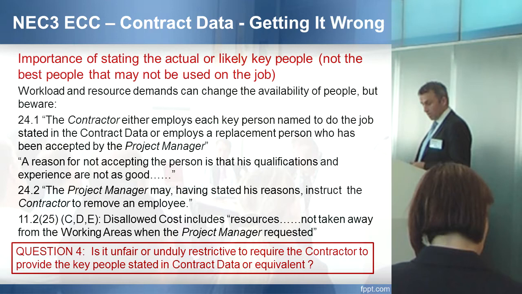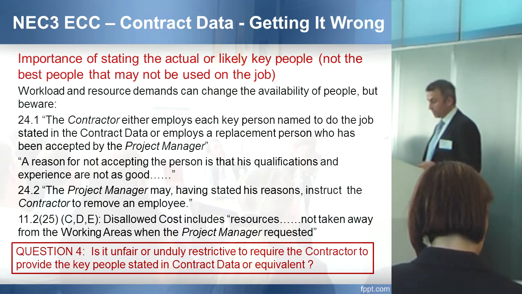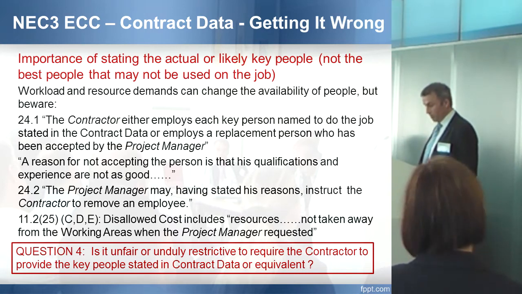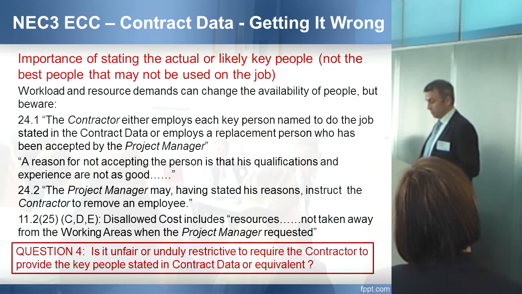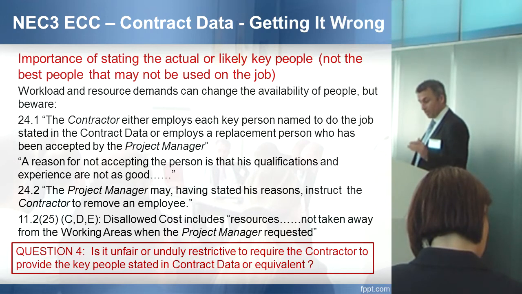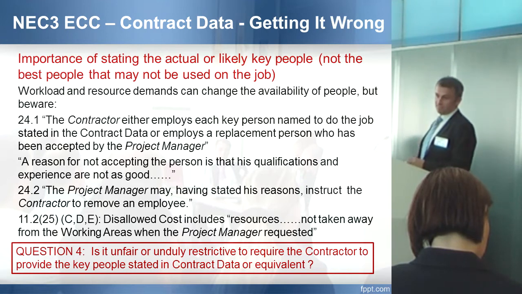If I take a couple of clauses that kind of interact here. 24.1, the contractor must employ each key person named in the contract to do the job, or employs a replacement person who's been accepted by the project manager. A reason for not accepting the person is that his qualifications and experience are not as good. Okay. The project manager may, having stated his reasons, instruct the contractor to remove an employee. Okay, you can see where this is going. You think, right, what next?